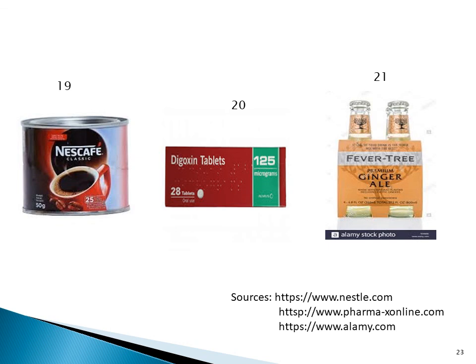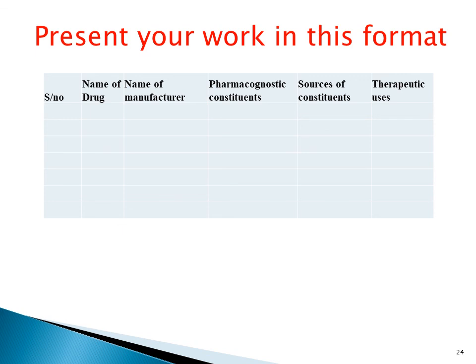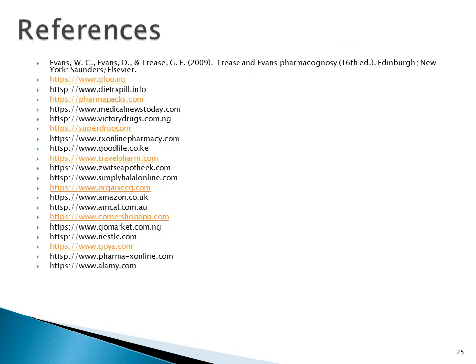All these are the products that you are expected to work with and present your work in this format: the name of the drug, name of the manufacturer, the pharmacognostic constituent, the sources. I have explained how you are expected to give the sources of this constituent, and the therapeutic uses. So that's all for this practical schedule.